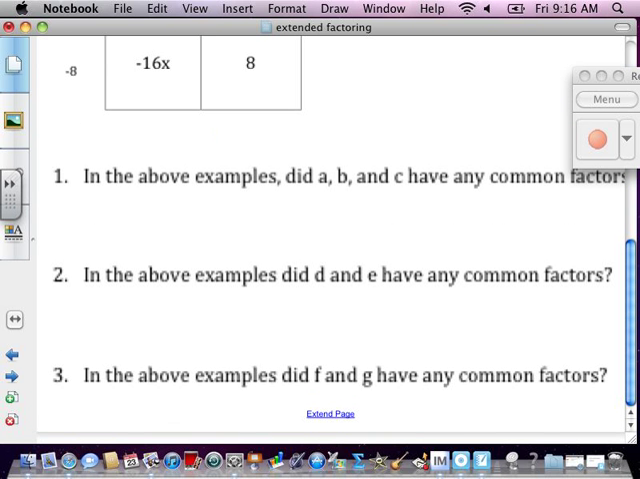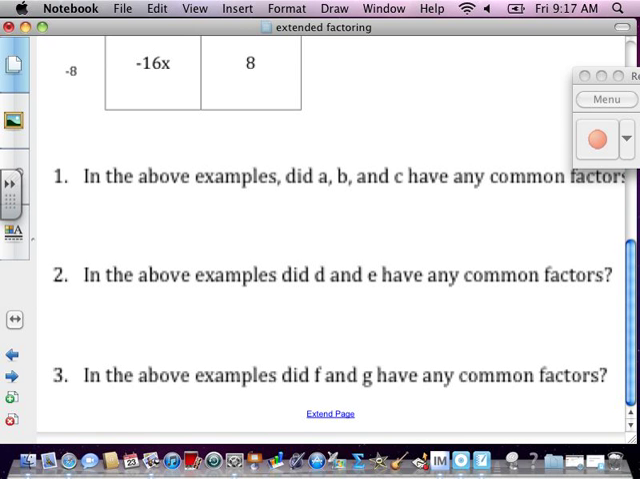You're going to have to flip back and forth to answer these. Let's look at all of our A, B, and C's and see if they have a common factor. What's a common factor? A number that all of them can be divisible by, and we want to look for a common factor bigger than 1.